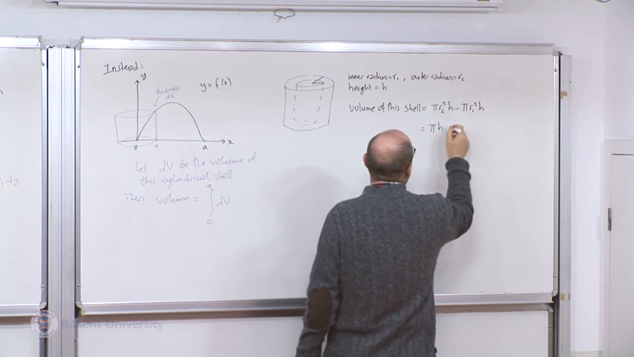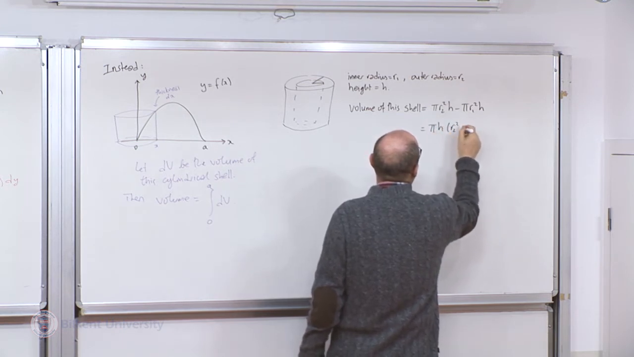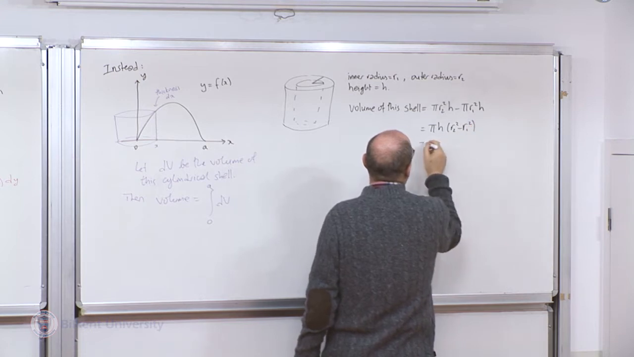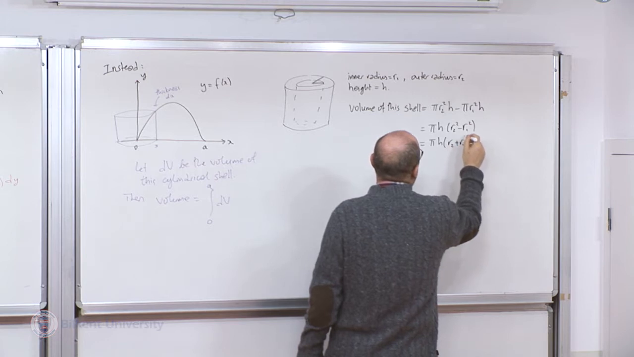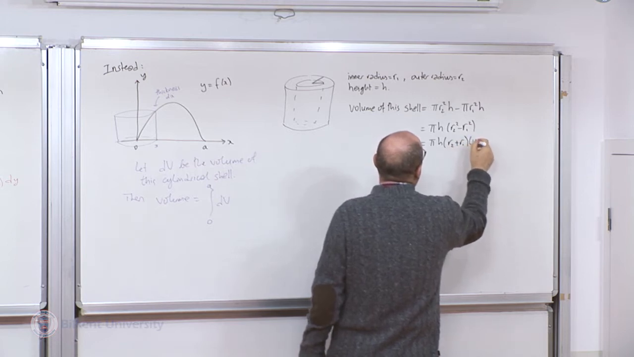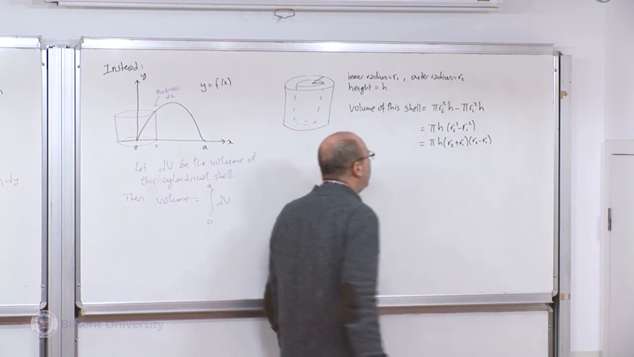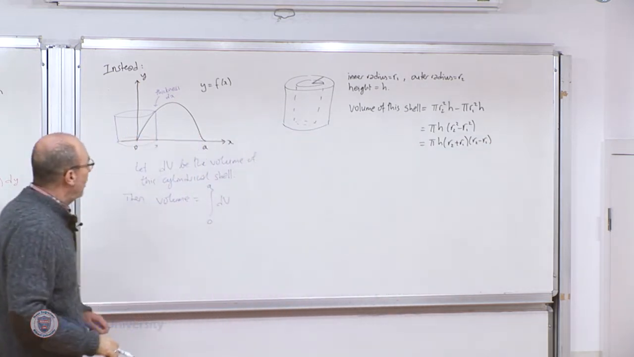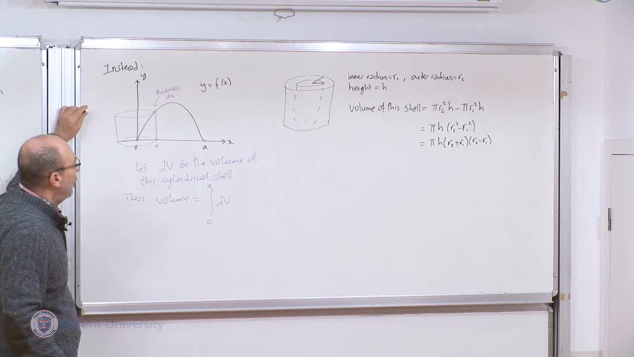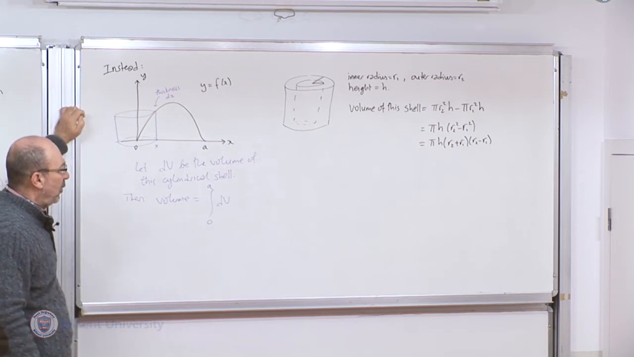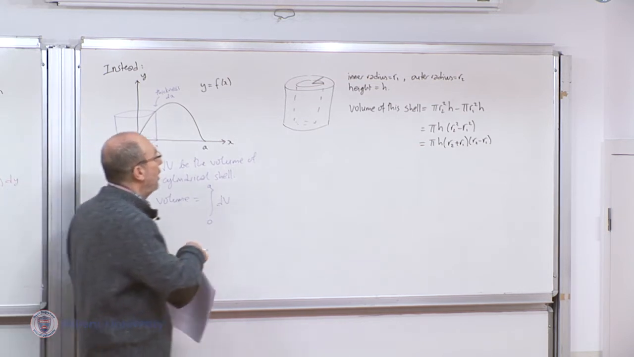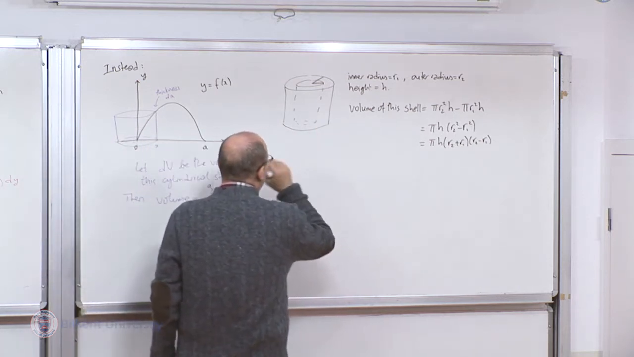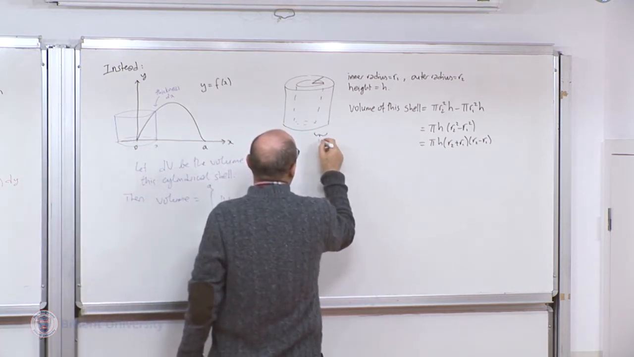Pi and h are common. I have r2 squared minus r1 squared. So this becomes pi h (r2 plus r1)(r2 minus r1). Now, in this picture, this is the limiting position where r1 and r2 are the same. So we say that r2 is approaching r1, or you say the thickness is, suppose the thickness is delta x.